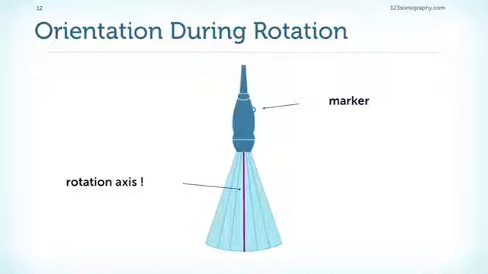Very important, the transducer has a marker. The marker shows you where the position on the screen is, and each sector obviously also has a center line, and this is the rotation axis. So when you rotate the transducer, you will always rotate around this axis. If you lose your axis, if you tilt the transducer, for example, during rotation, you will always lose the structure that you want to visualize because it will get out of your view.